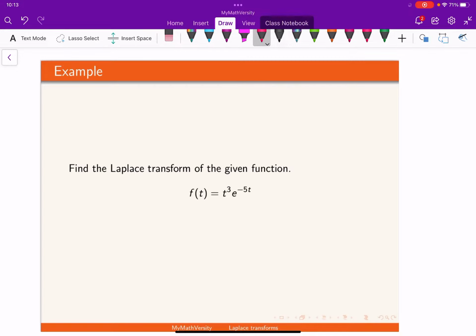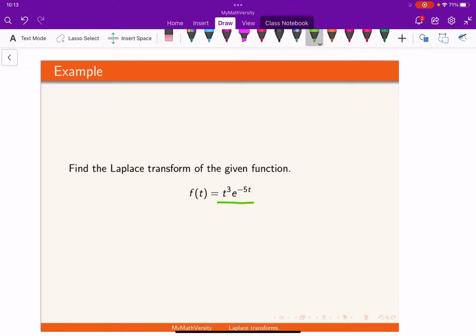Okay, so in this example, we would like to find the Laplace transform of this function given here as the product of t cube with e to the power minus 5t. So we have two functions, one is t cube, another is the exponential function composed with minus 5t, and then we have the product between that. And then our goal is to find the Laplace transform of this.